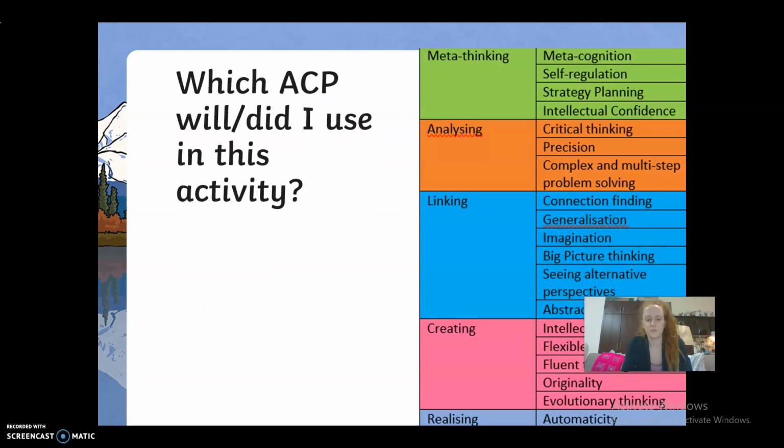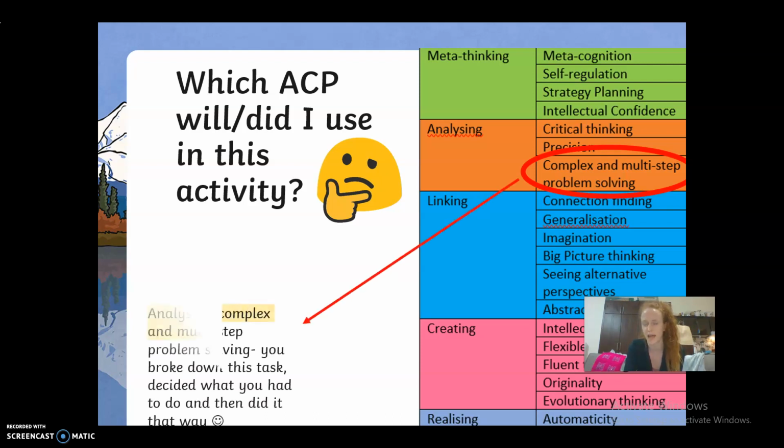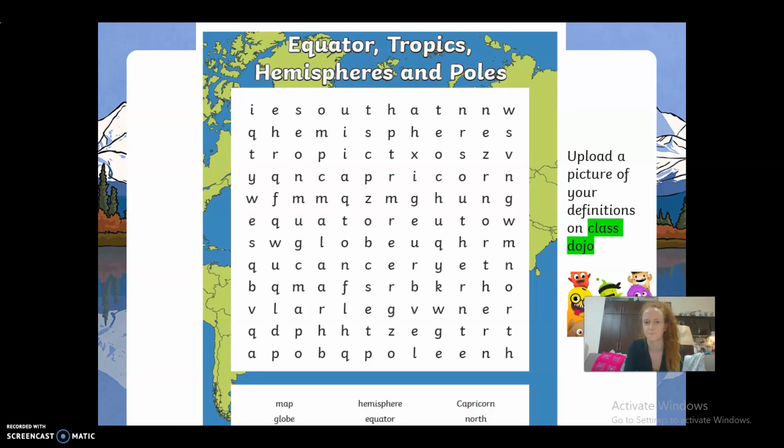Right, before we start, which ACP would I use for this particular activity? Well, not surprisingly, it's going to be analyzing. It's going to be, again, multi-step and problem solving. You have a task and you will choose the steps in order to be successful in this task. You will know what to do. You will make your own plan and solve this task.